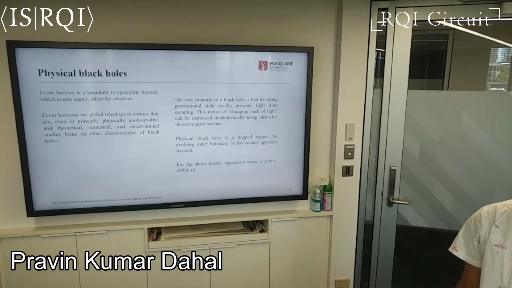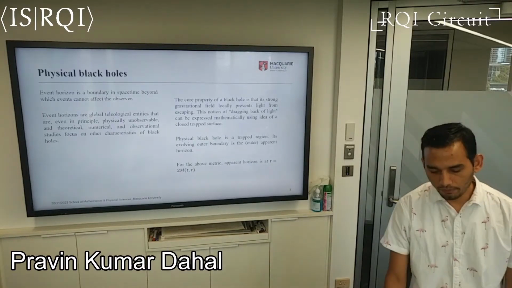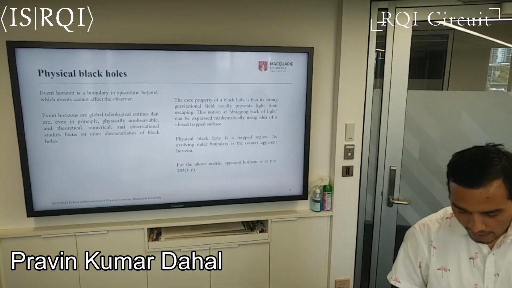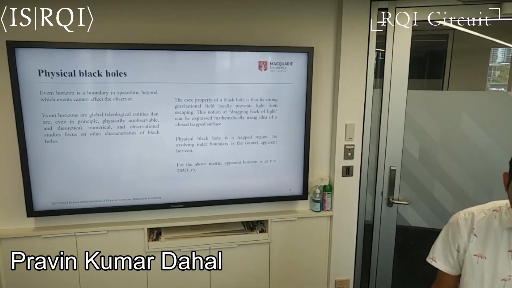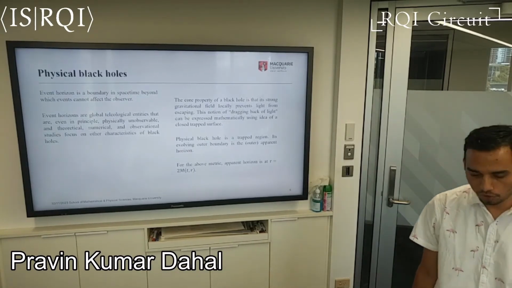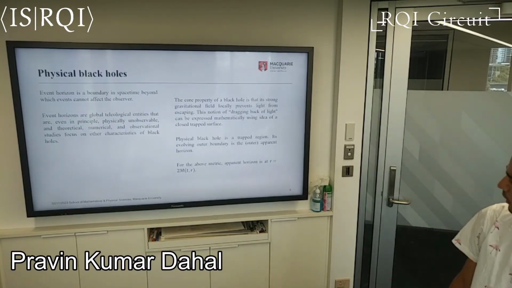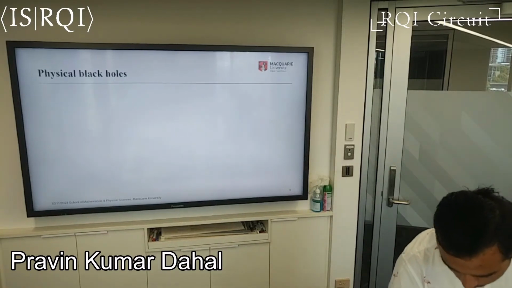So a physical black hole is an object containing a closed trapped region from which light is dragged back, and the outermost boundary of that trapped region is called the apparent horizon. For the metric we have shown before, for the general spherically symmetric metric, the apparent horizon is located at r equals 2m, which is important for later calculations.